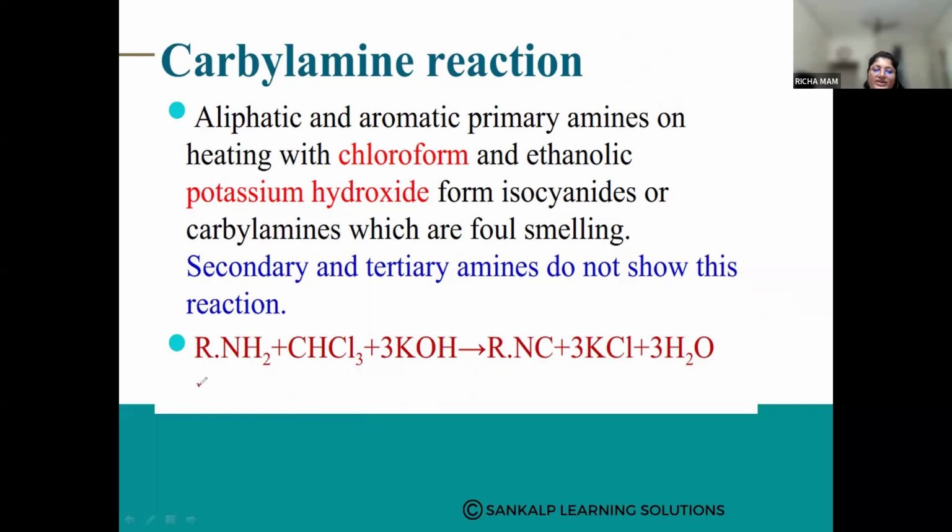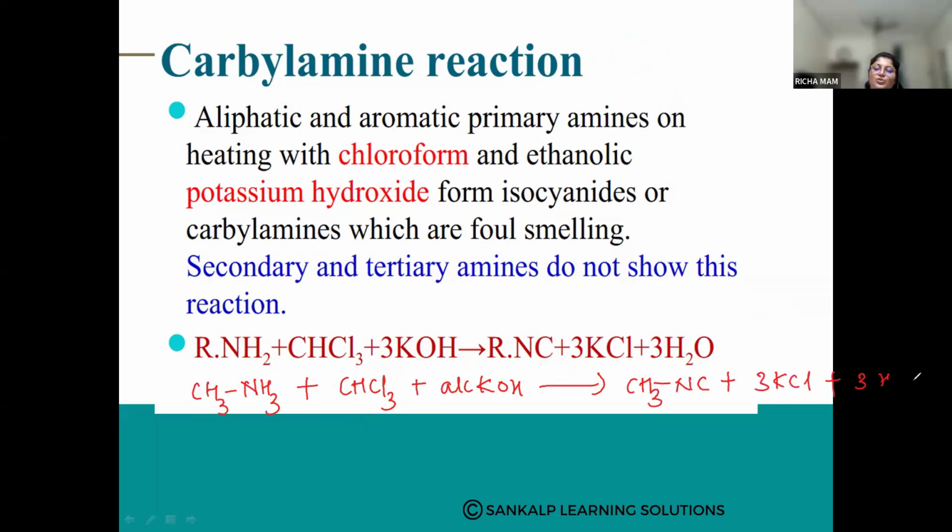So let me give an example. I will take R as CH3. This plus alcoholic KOH, what am I going to get? CH3NC plus 3KCl plus 3H2O. So I'm going to get methyl isocyanide. The name is methyl isocyanide.